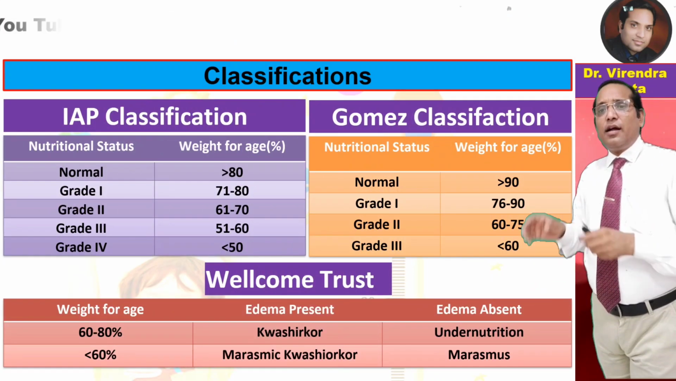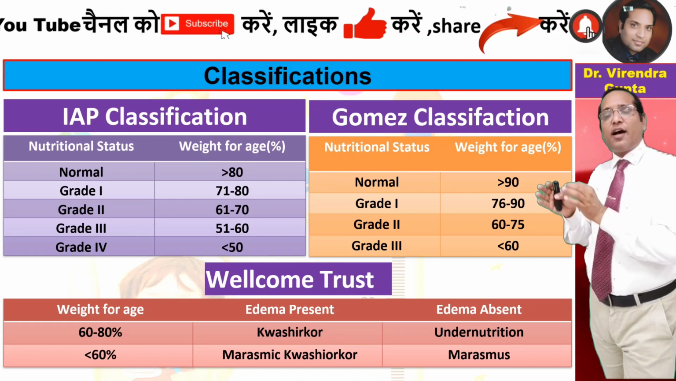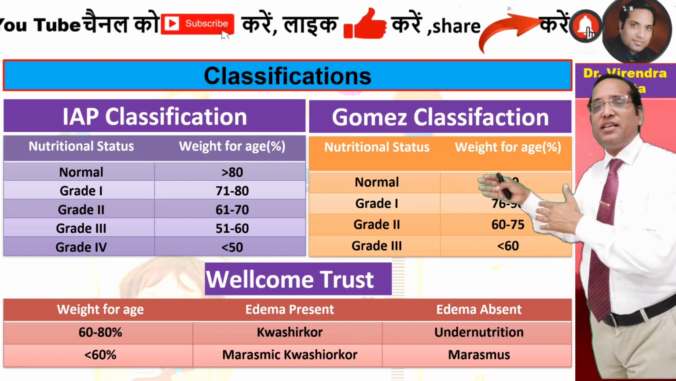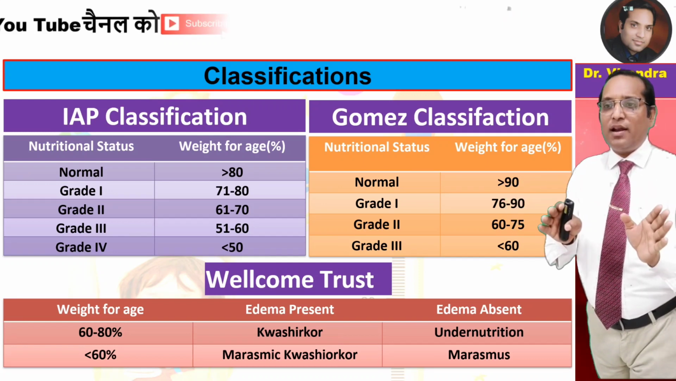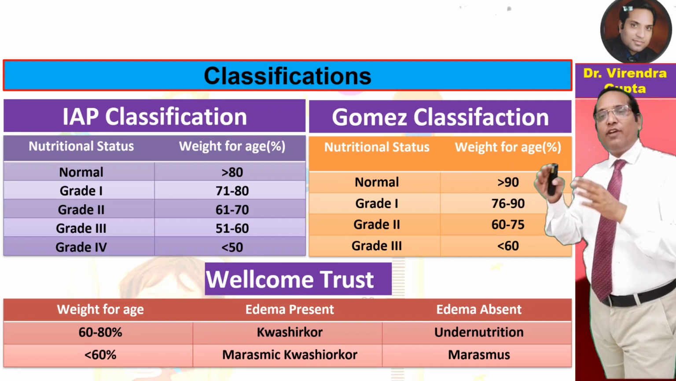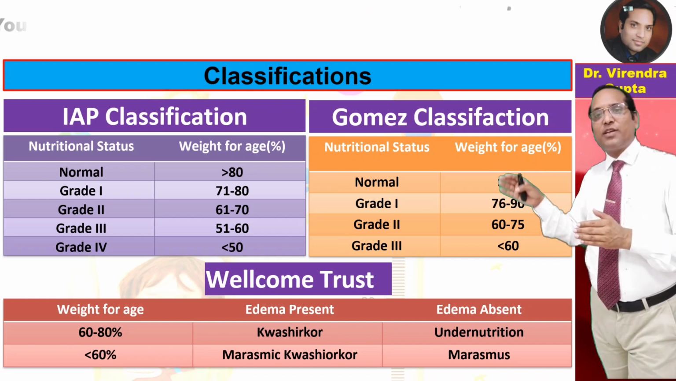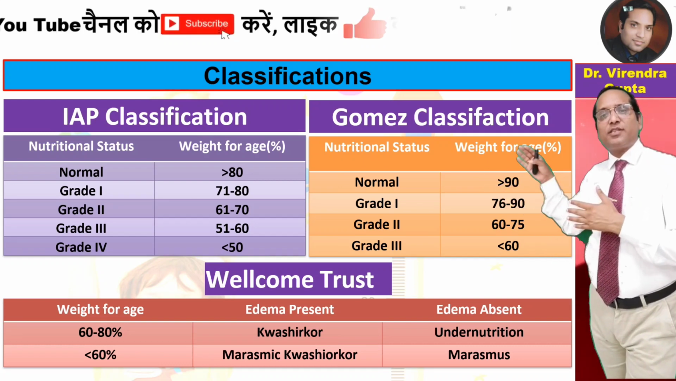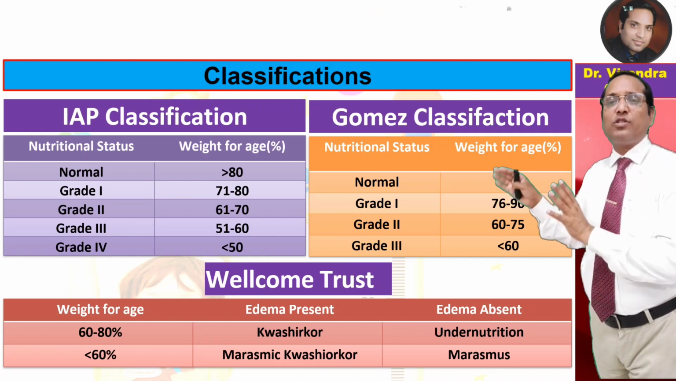So guys, in the IAP classification, the weight for age as a percentage of the normal child of the same age is more than 80% for normal, and then gradually grade 1, 2, 3 and 4, where the weight for age decreases: 71 to 80% for grade 1, 61 to 70% for grade 2, 51 to 60% for grade 3, and less than 50% for grade 4.